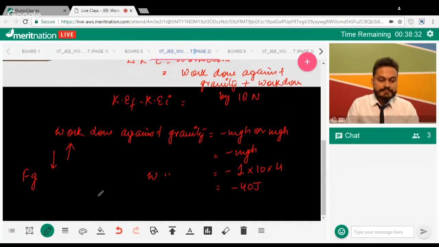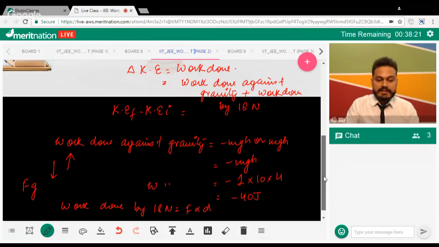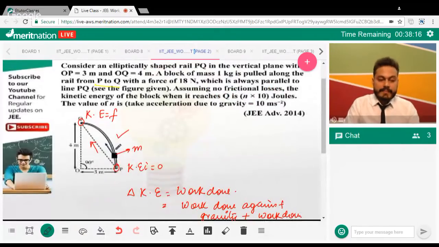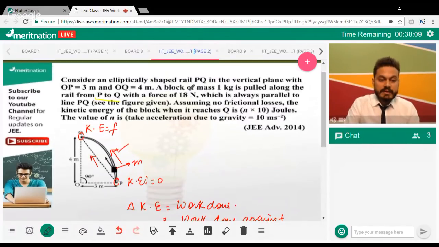Now let's talk about work done by the 18 Newton force. That is force into displacement. Let's refer to the figure now. You can very clearly see that the force is always directed, and it is mentioned in the question as well: a block of mass, which is always parallel to line PQ.